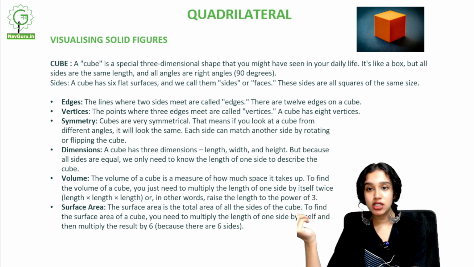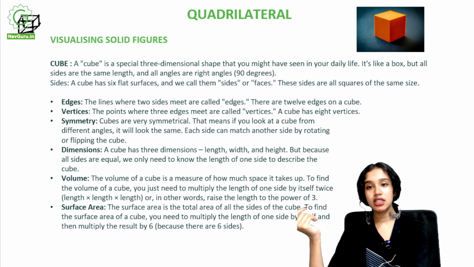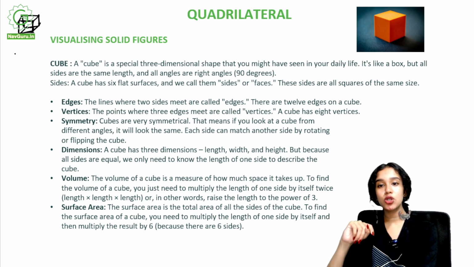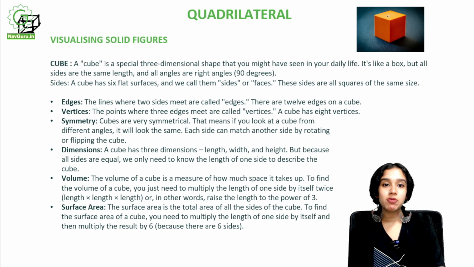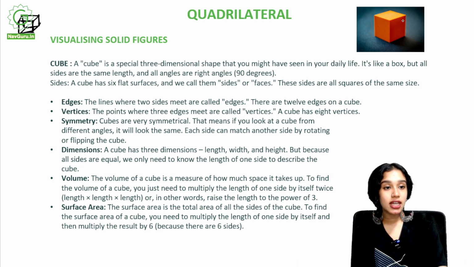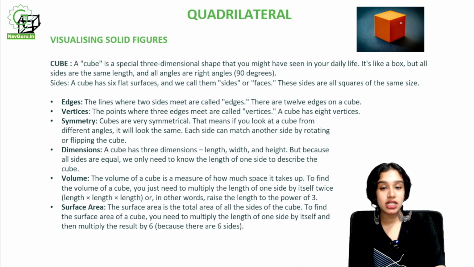So, if we are taking a square, we are changing it into a three-dimensional object. Now this is a cube. We could find a very neater version of a cube here. A cube is a special three-dimensional shape that you have seen in your daily life. It's like a box, but all the sides are of the same length and all the angles are 90 degrees.